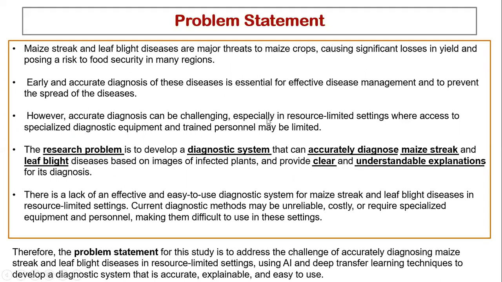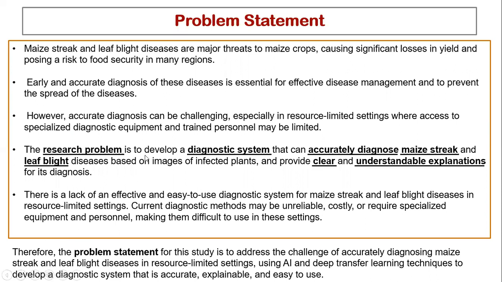Now, this is really a problem, especially in resource-limited settings, where access to specialized diagnostic equipment and trained personnel may be limited. So this brings us to the research problem, which is to develop a diagnosis system that can accurately diagnose maize streak and leaf blight based on images of infected plants, and also to provide clear and understandable explanations for its diagnosis. We should also know that there's been a lack of an effective and easy-to-use diagnosis system for maize streak and leaf blight diseases. As we have seen, most of them are using trained personnel, who are not only difficult to access but also expensive, and they also lack equipment, making these systems difficult to use in these settings.